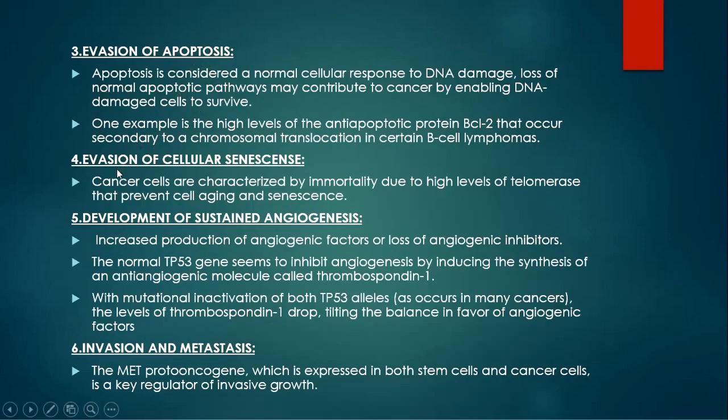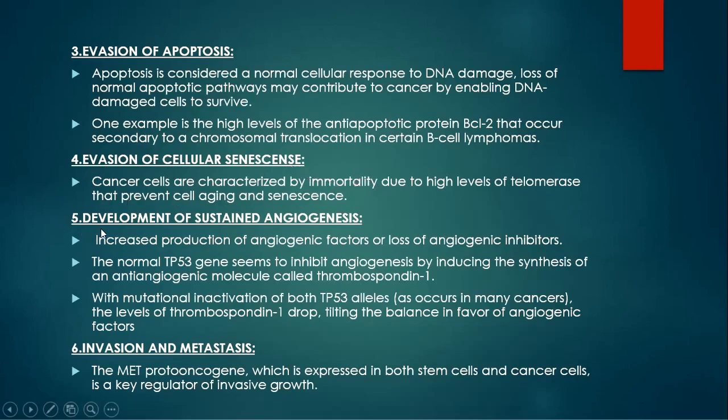And again, if there is a defect in cellular senescence, senescence means aging. Normally, if normal cells have any defect or any damage, they undergo aging, and hence they exit from the normal process. But cancer cells don't have this property, and cancer cells are immortal as they have high levels of telomerase that prevents cellular aging and senescence. So again, there's a defect in cellular senescence that leads to cancer formation.